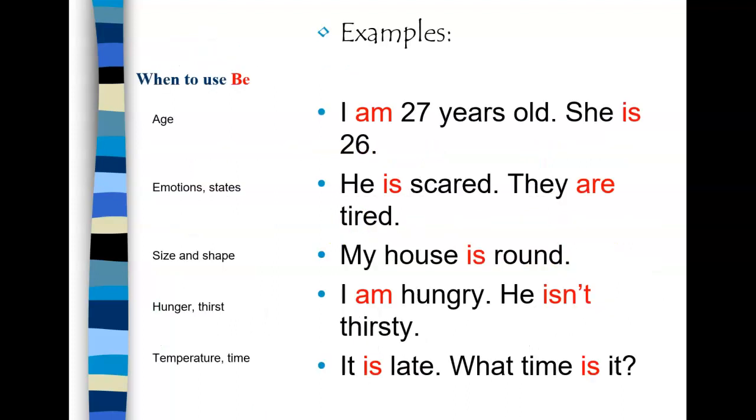Example: we use the verb to be to talk about our age. I am 27 years old. We use it to talk about emotions or states. They are tired. Size and shape: my cat is fat. Hunger or thirst: I am hungry. He isn't thirsty. And we also use it to talk about temperature and time. So it is cold out, or what time is it?